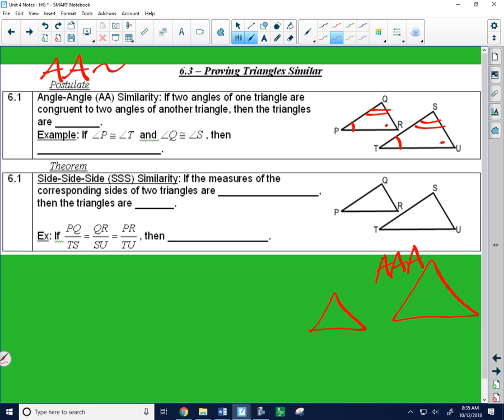This is state test, this is the one they love the most. So angle, angle to show 2 triangles are similar. That's the best one. 2 angles, it's pretty simple, just 2 angles. That's good. Now there are 2 more. I'm going to come back with more later on. There's only 2 more after this.